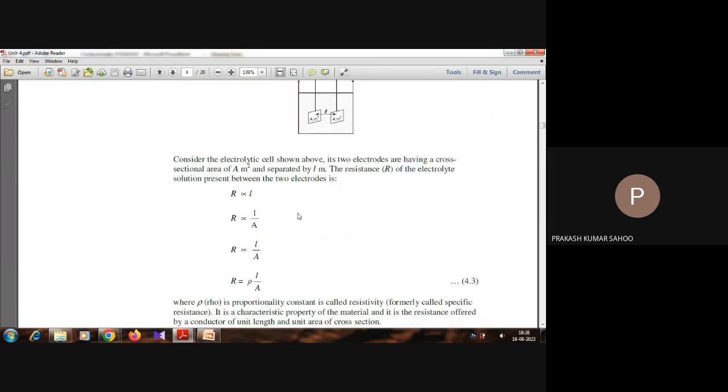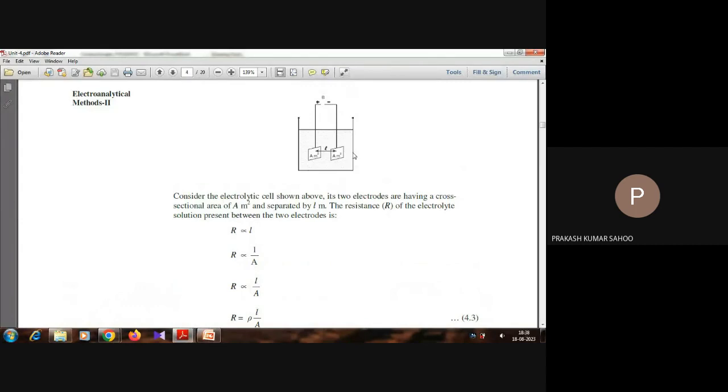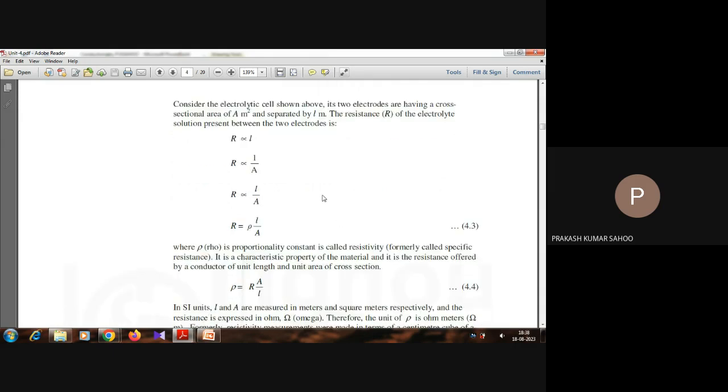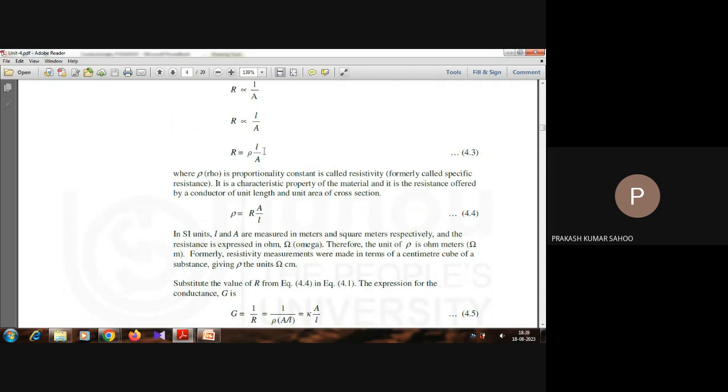Then we have the resistance, which is directly proportional to the length and inversely proportional to the area of cross section. Sorry, this is not the length of the cell. This is the distance between the two electrodes, L, and it is inversely proportional to the area of cross section, A. So R is proportional to L by A, and R equal to rho L by A, where rho is known as the specific resistance. So how to define the specific resistance rho?